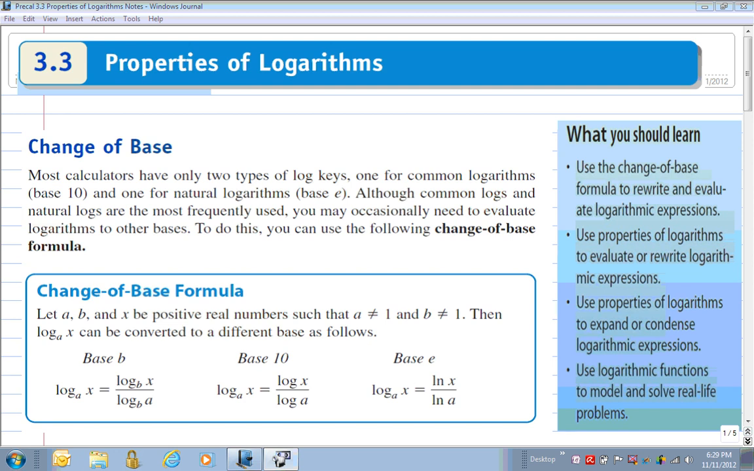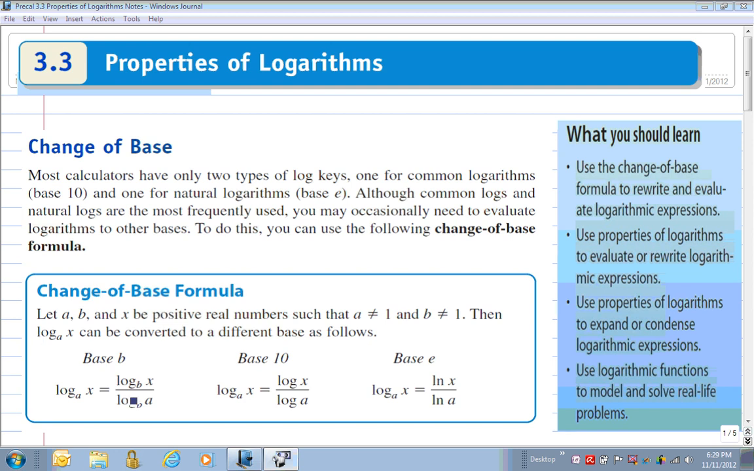Although common logs and natural logs are the most frequently used, you may occasionally need to evaluate logarithms for other bases. To do this, you can use the following change of base formula. The change of base formula is important whether your calculator can calculate that or not. So let's take a look at the change of base formula.